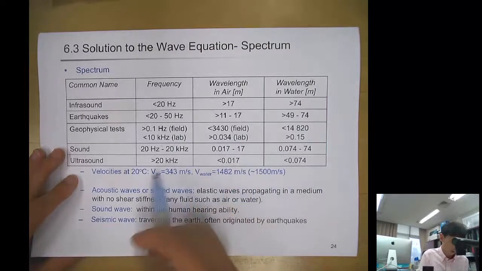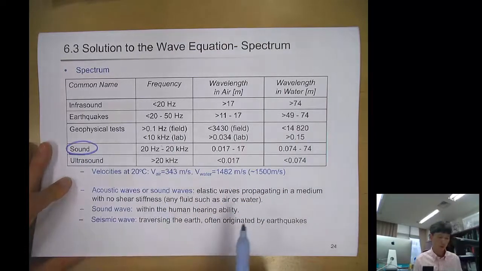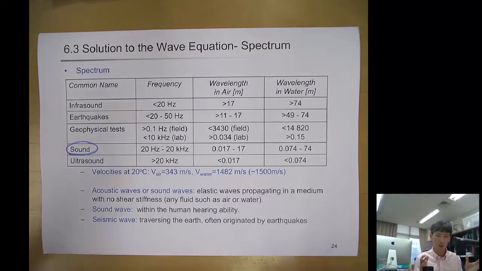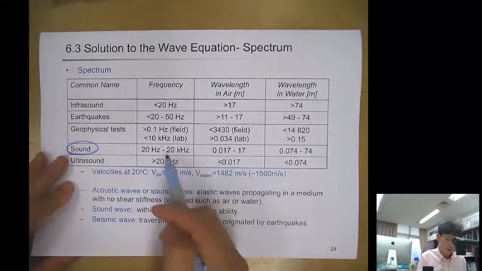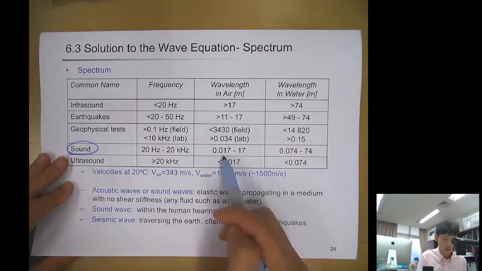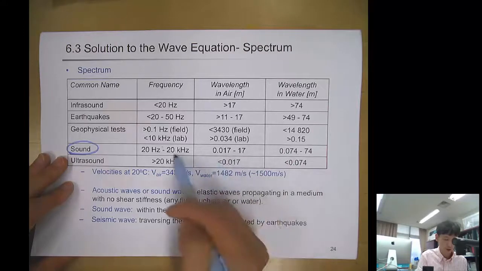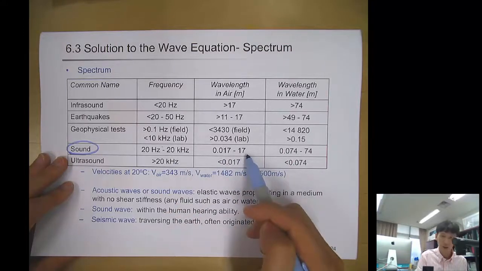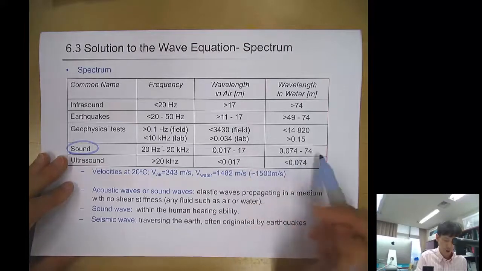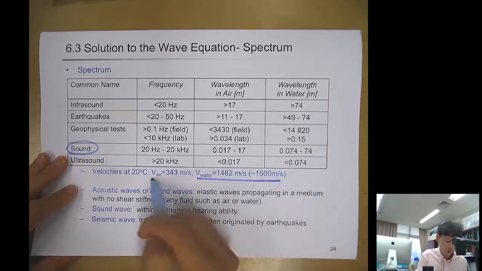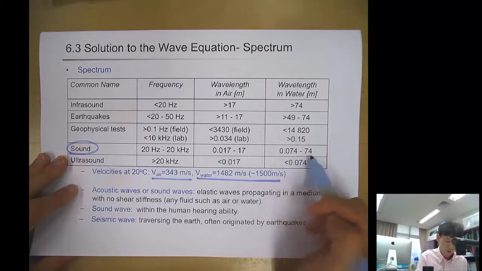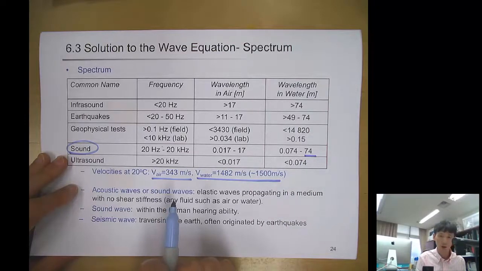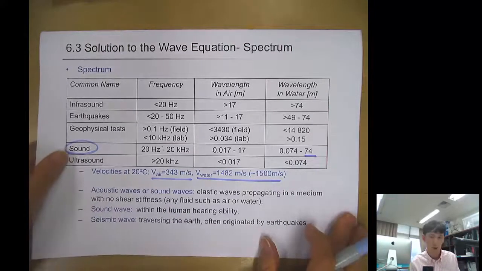So for example, the sound wave has a limited frequency range that we can hear, generally 20 Hertz to 20 kilohertz. And if it propagates through the air, the wavelength is 0.0717 meter, so that's about 1.2 centimeter, and 17 meter. But if it propagates in water, because the water velocity is much higher than the sound wave velocity in the air, the wavelength is much longer than the case where the sound wave propagates in the air.